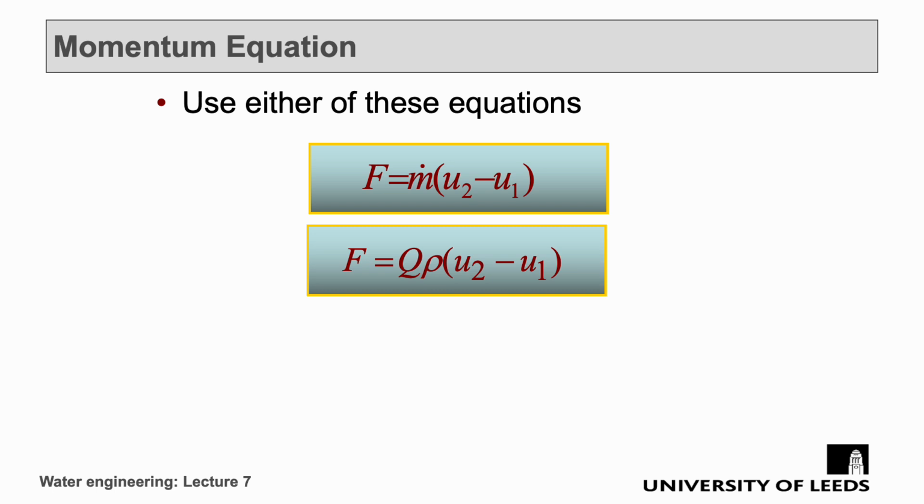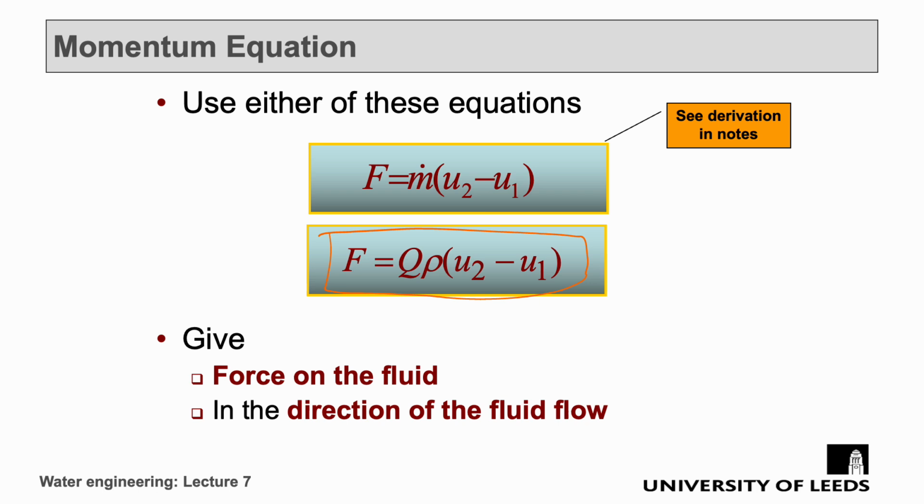We can actually write this same equation in terms of rate of change of mass. Instead of rho Q, we use m dot. You'll see that in some books, but we're not going to use it in this lecture theatre. We're going to use this form with rho Q, because we have a constant density, so this works more easily. And this force is the force on the fluid, and it's in the direction of the fluid flow. Force is clearly a vector, as you know.